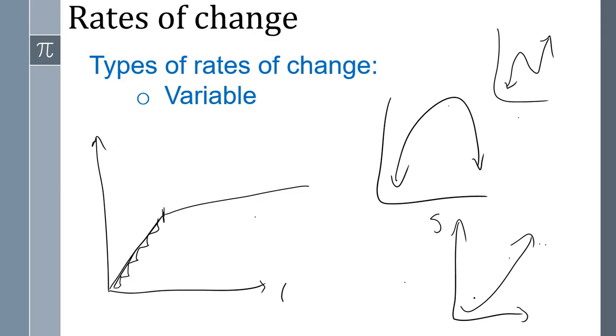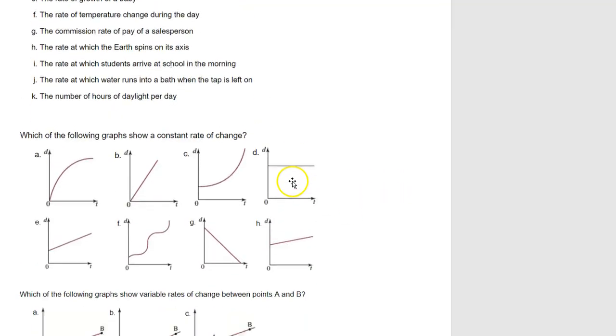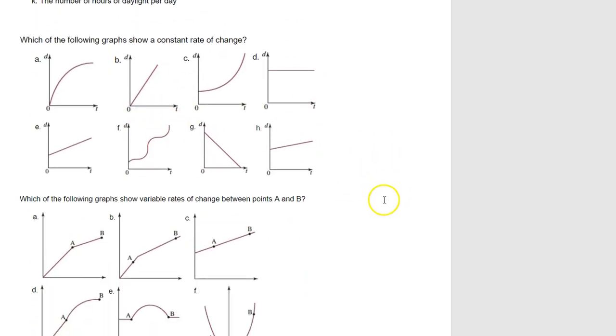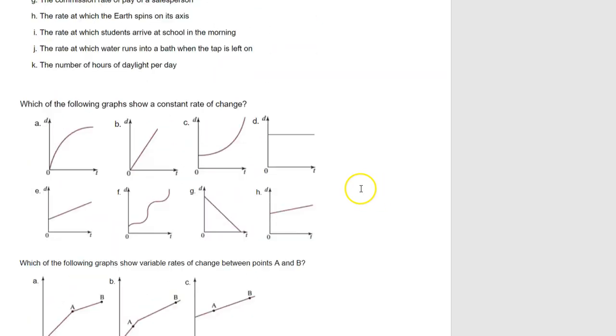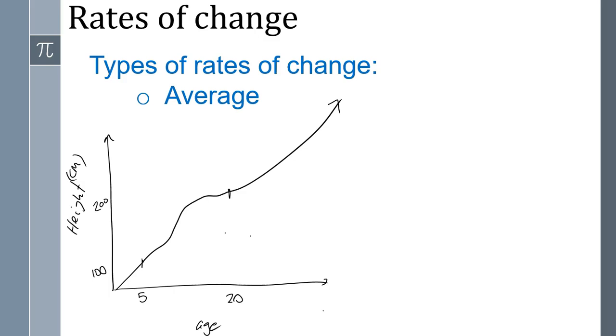Okay, so those are your two options. If it's not constant, it's a variable rate. And you can see on some of these examples, every one of them that you didn't identify as constant will be a variable. Where it starts to get a little bit trickier is with average and instantaneous rates.